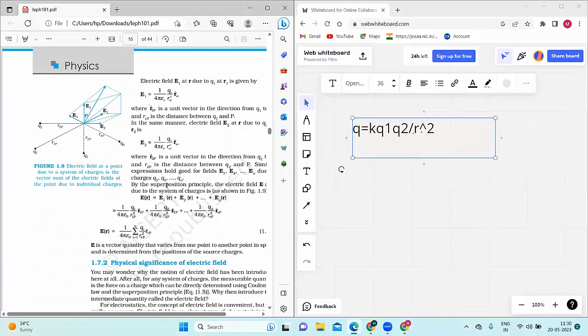Similarly, we can use the superposition principle to find the net electric field at a point. For finding the net electric field at a point, we individually calculate the field due to every charge at this point and, adding all the fields vectorially, we can find the net resulting field at that point.